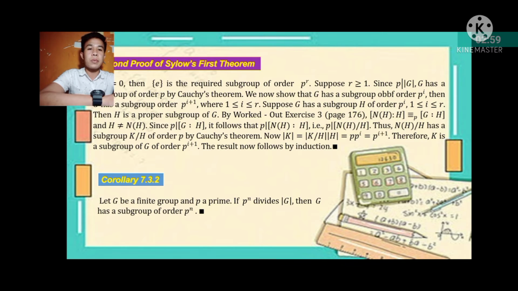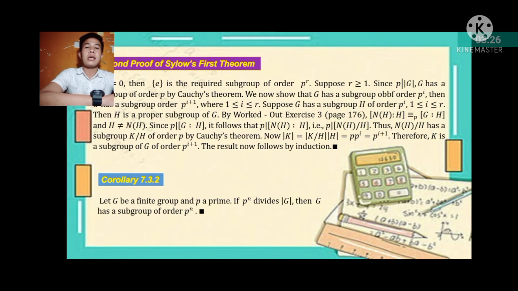Then H is a proper subgroup of G. By the worked exercise on page 176, the index of the subgroup H in its normalizer is congruent modulo p to the index of the subgroup H in N sub G of H.